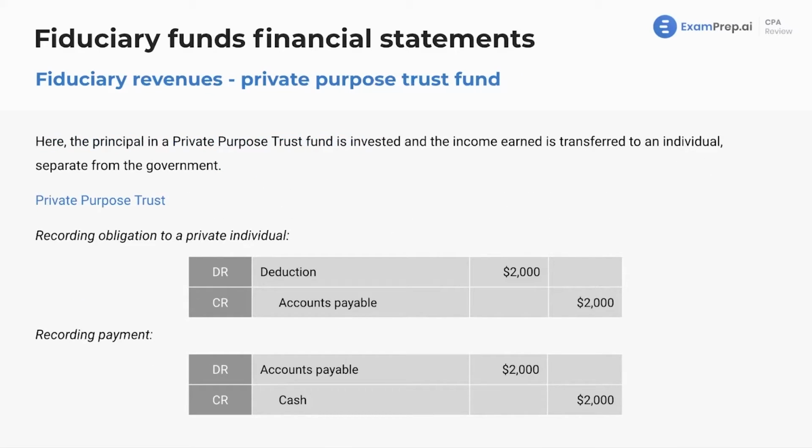Fiduciary revenues for the private purpose trust fund. Well, here the principal in a private purpose trust fund is invested and the income earned is transferred to an individual separate from the government.